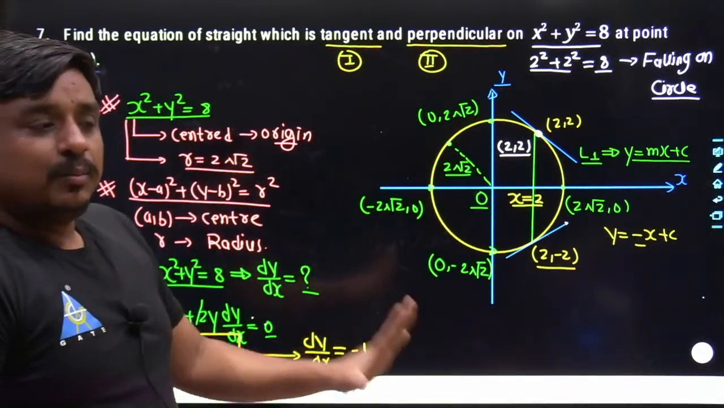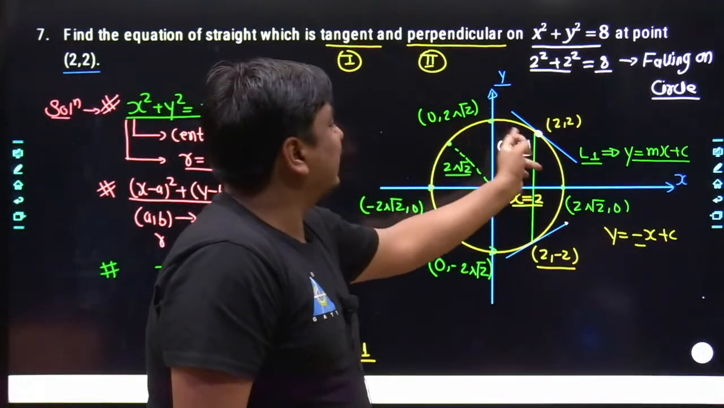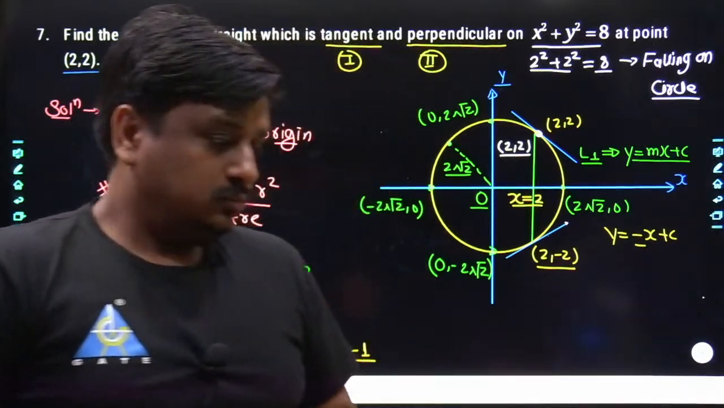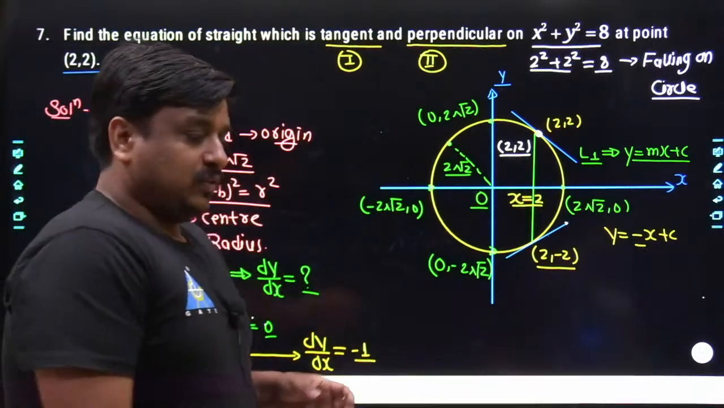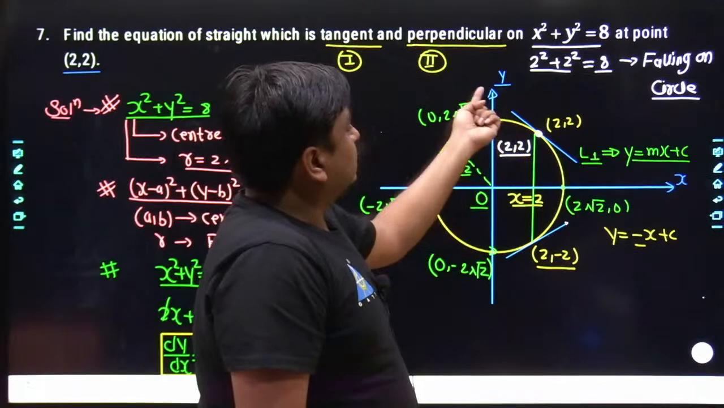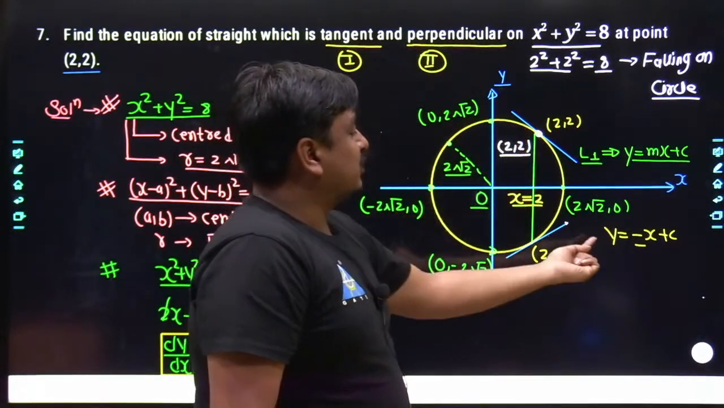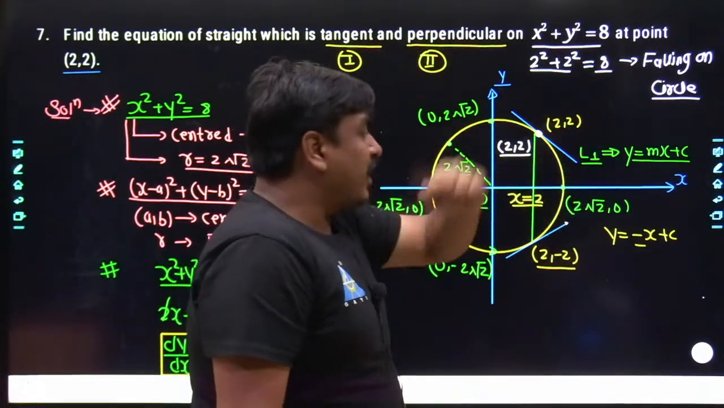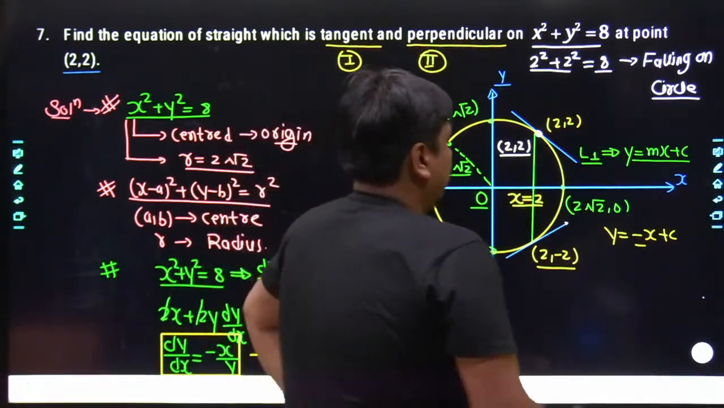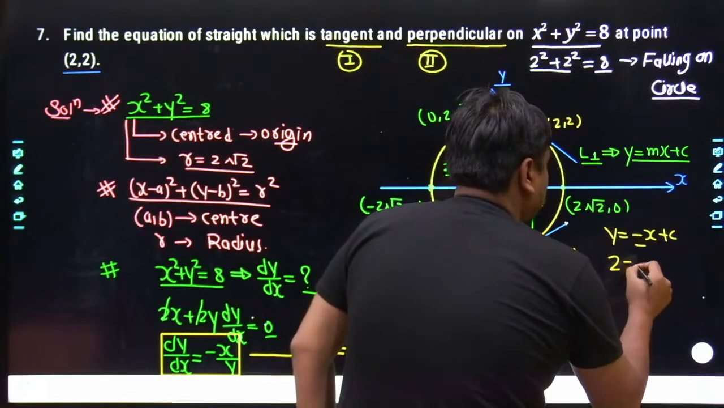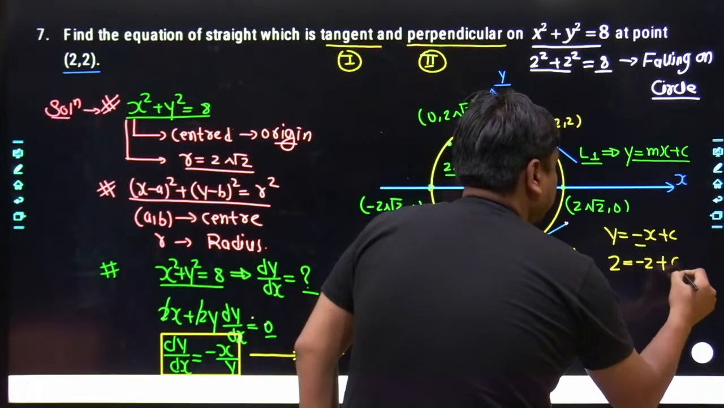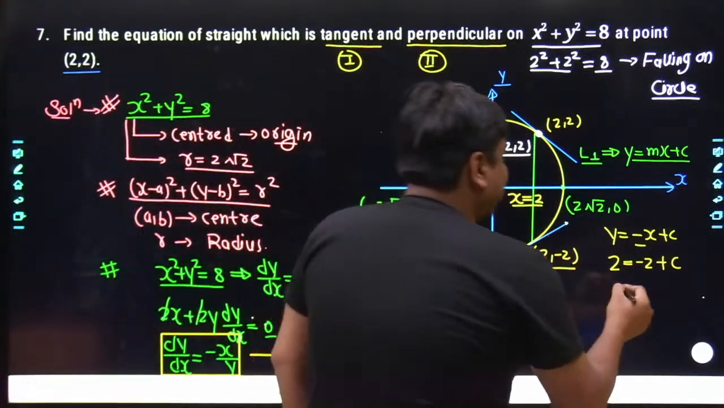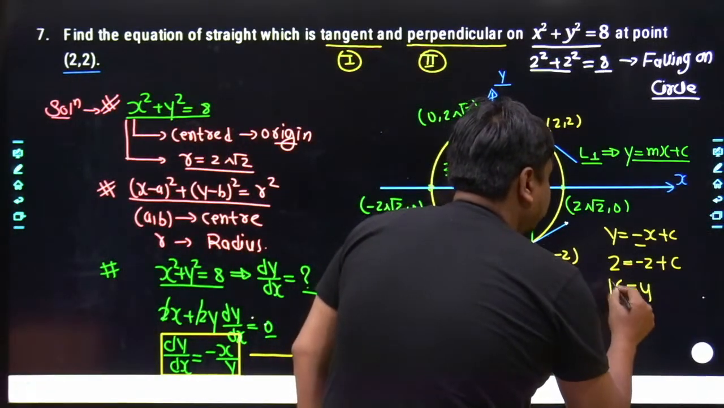Now the next calculation goes for c. My dear friends, you already know the straight line is passing through (2, 2). If you know the straight line passes through (2, 2), obviously you know the value of y, you know the value of x. From these two known values, you can get the value of c from here. So it goes like 2 equals -2 plus c. So the result of c, what we get in our hand, is simply going to be 4.